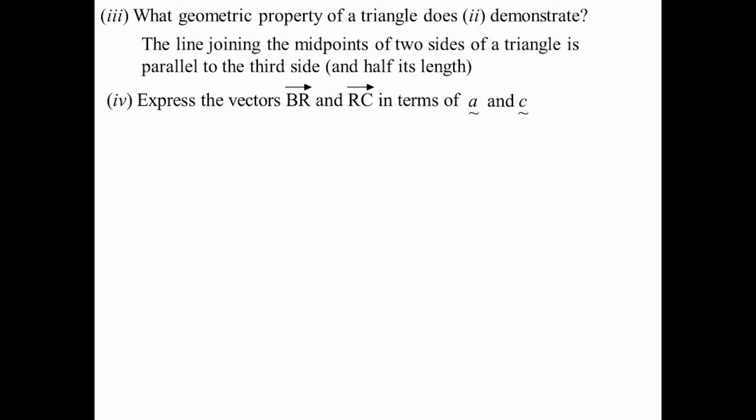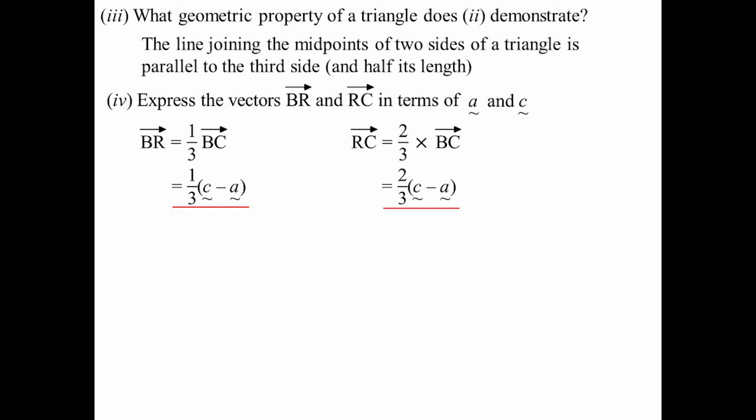Now, my diagram's gone off the screen, but you've still got yours there. BR would be a third of BC. And BC, head minus tail, is C minus A. So BR is a third of C minus A. RC would be 2/3 of BC. So it's 2/3 of C minus A.